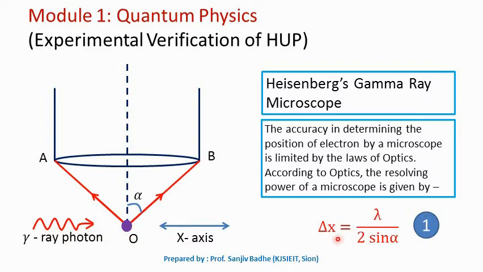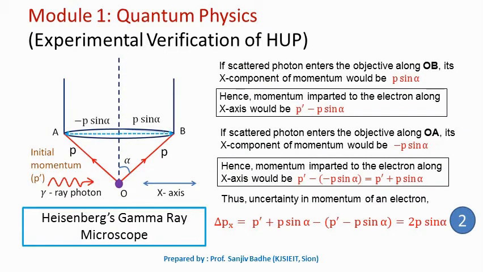When wavelength is equal to 0, delta x will be equal to 0, but then there is no experiment that can be performed. Therefore, if we select any non-zero value of wavelength, that will introduce uncertainty delta x in the determination of the position of the electron. So we have seen that there is an uncertainty in the determination of the position of the electron, which is given by the resolving power of the microscope, delta x equal to lambda upon 2 sin alpha.